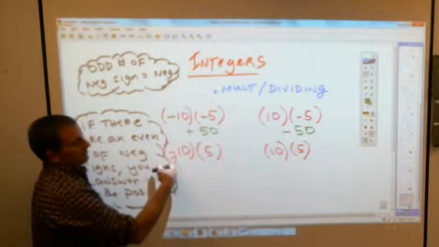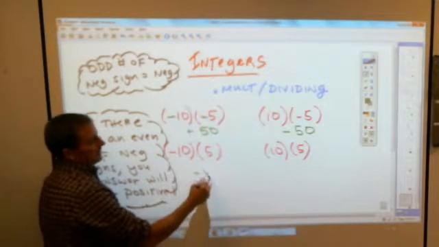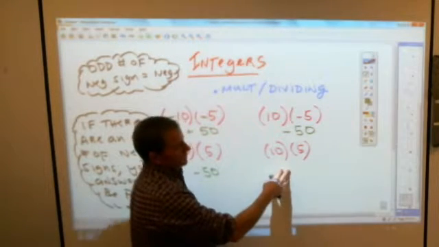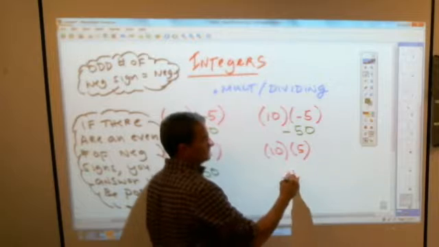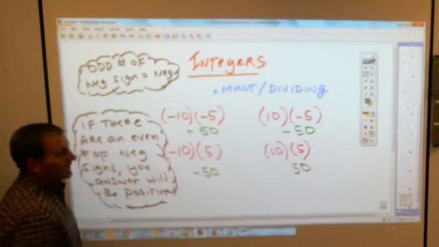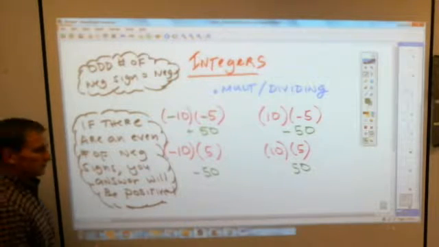How many negative signs? 1. It's odd. Odd is negative. How many negatives? You could say 0, but that's just 5 times 10 is 50. There's no negative there. You kind of get the gist. It has nothing to do with what number is bigger or smaller.